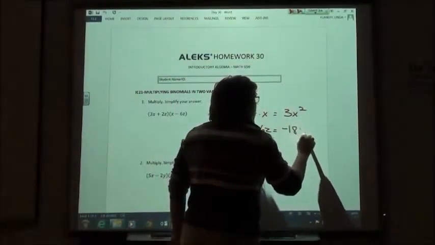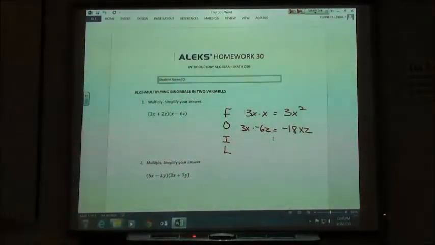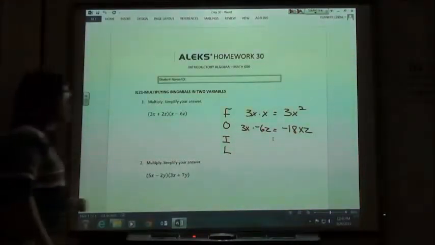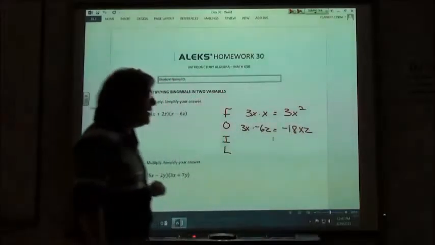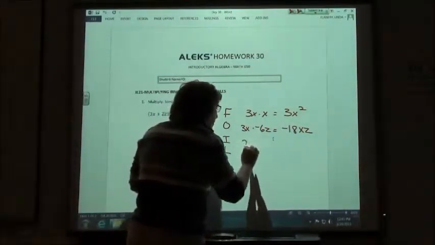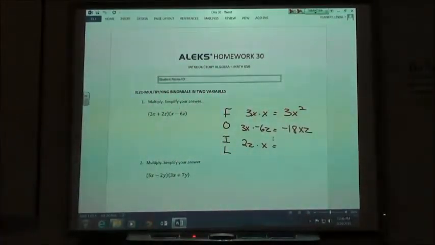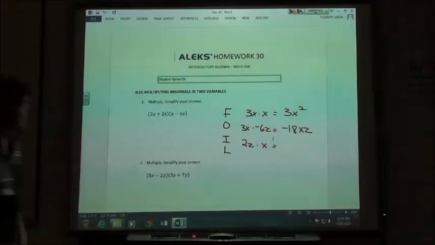negative 18xz. Exactly. Normally we put our variables in alphabetical order so that you recognize that if you have an xz and a zx that they are like terms. So always try to put your variables in alphabetical order, and that way you'll know if they match up or not. The inside pair, 2z times x. So if I do 2z times an x, 2xz.